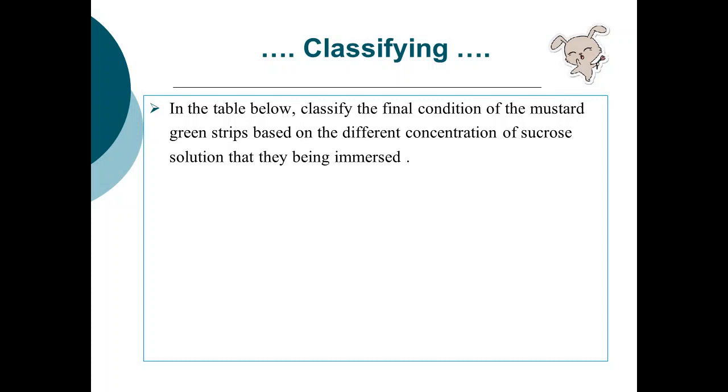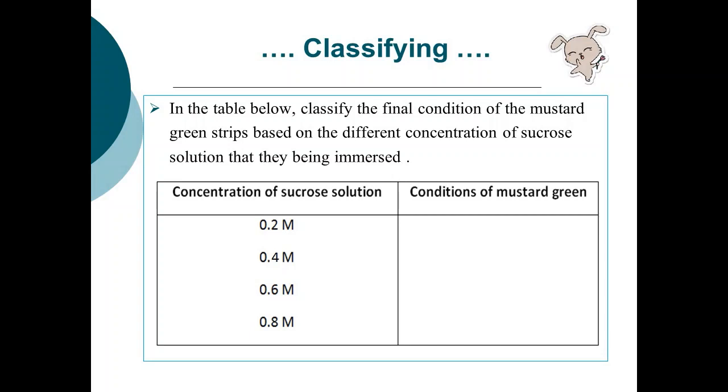In the table below, classify the final condition of the mustard green strip based on the different concentration of sucrose solution that they are immersed in. Everyone, please have a try based on the small diagram shown at the left hand side. So we have to classify according to the concentration of sucrose solution. Please exercise your brain.